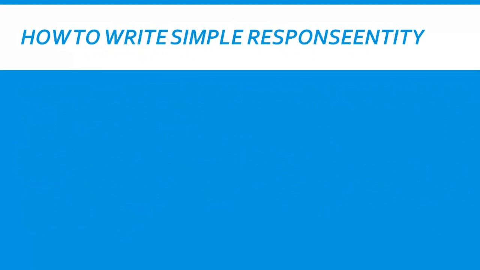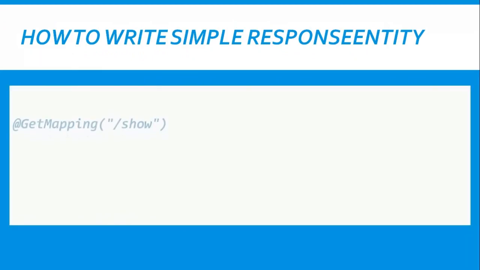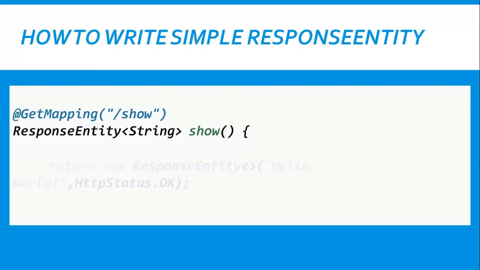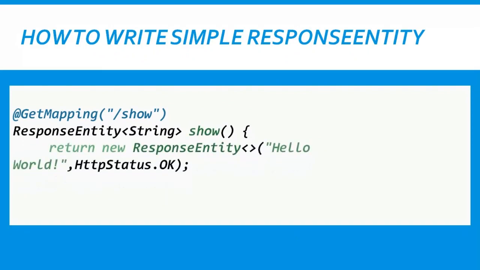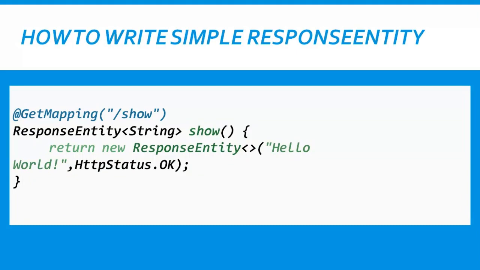So how to write a simple ResponseEntity? Here is the code snippet. You can see @GetMapping and the URL is /show, with ResponseEntity of type String as the return type, the method name is show, return new ResponseEntity, hello world, and HTTP status is OK. So if the method runs successfully, it will return HttpStatus.OK. This is the simple code snippet of ResponseEntity for a GET method.